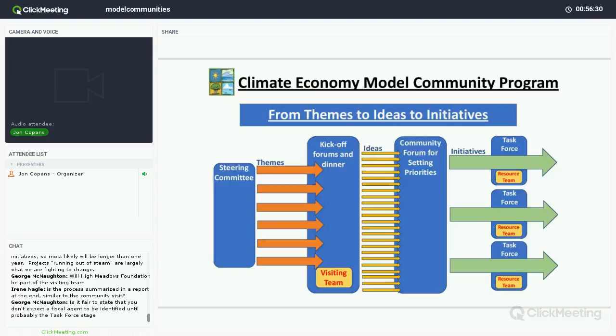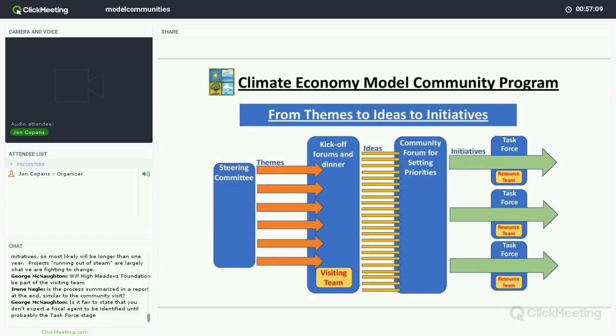Fiscal agent, George McNaughton, I think that's right, that becomes an issue after you identify the initiatives and start rolling up your sleeves and working to turn those initiatives into reality. It's possible that the municipality will have a role in that, but it's also possible that some other entities will have a role there. With any type of project, there are a multitude of different financial structures to turn that project into a reality. So it's hard to say without knowing what those initiatives are. Other questions at this point?